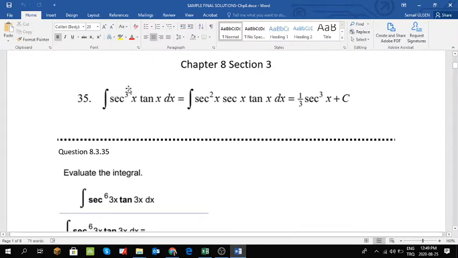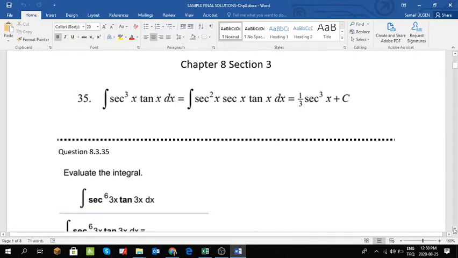Secant is cubed here. What you do is you just separate secant squared x from secant x. You get secant x tangent x, and you're going to use substitution. u is equal to secant x, and du is equal to secant x tangent x dx. So this part is going to be du, and this is going to be u squared, and then you integrate it. You get u cubed over 3 as the answer, plus c, and put back in u was secant x, so you get secant cubed x over 3 plus c.